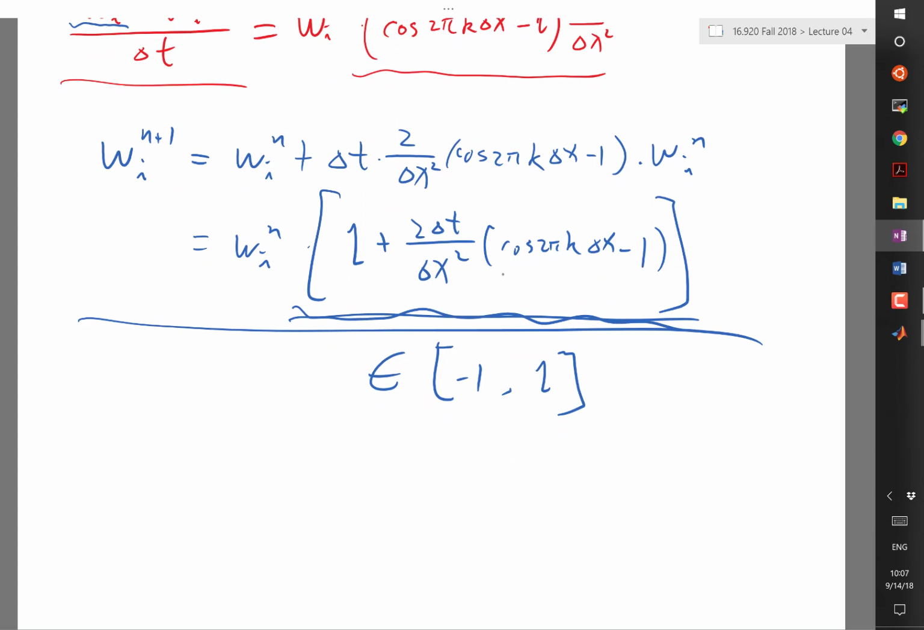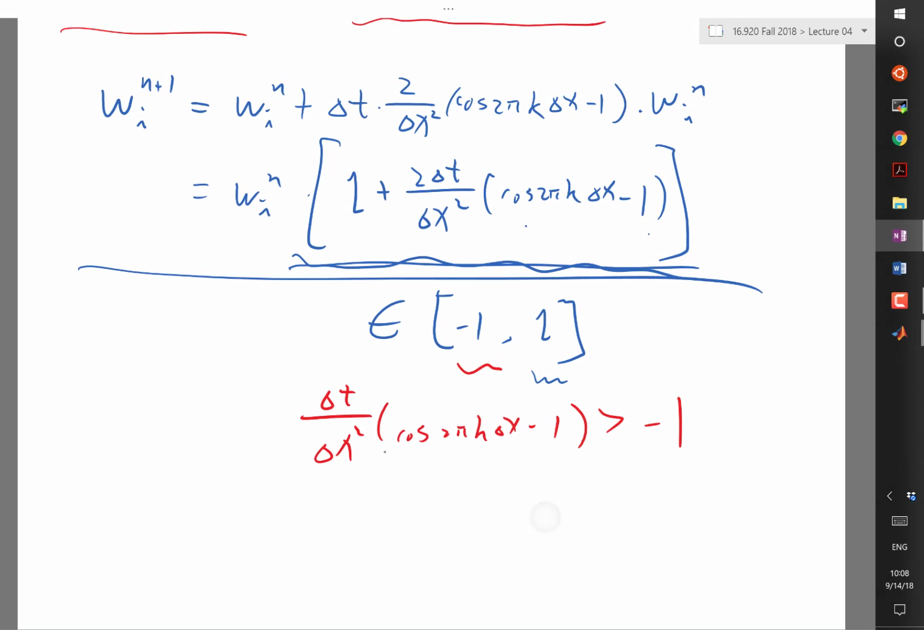It's trivial to have this satisfy the upper bound, because cosine minus 1 is always less than or equal to 0. But it's actually non-trivial to satisfy the other condition, that it's greater than minus 1, because 1 plus 2 delta t over delta x squared times cosine 2 pi k delta x minus 1 greater than minus 1 means that if I remove the 1, it has to be greater than minus 2, which means if I remove the 2, it has to be greater than minus 1.